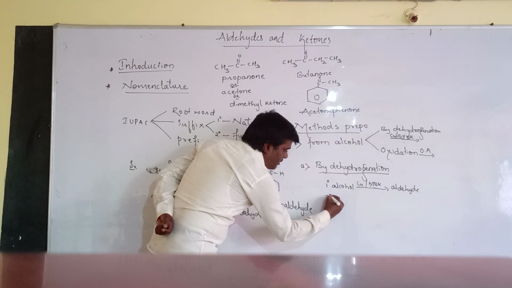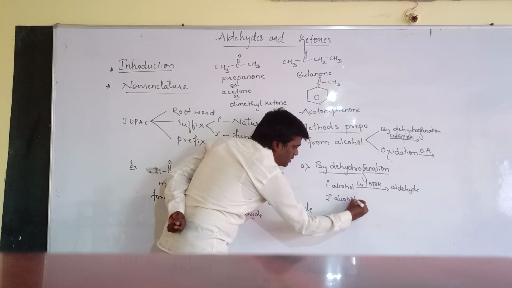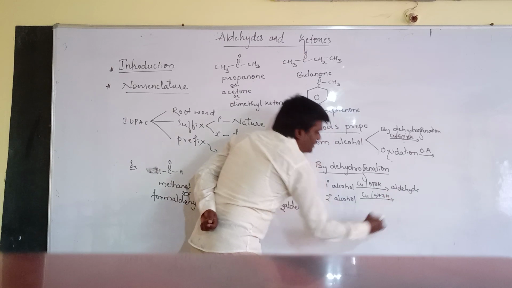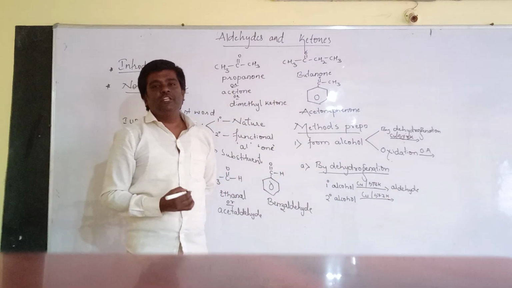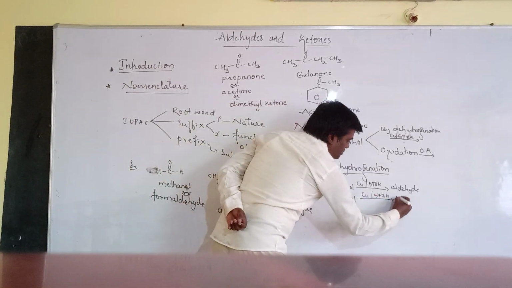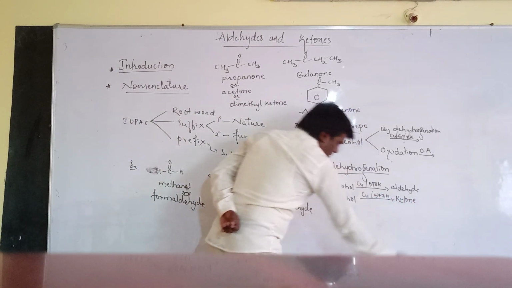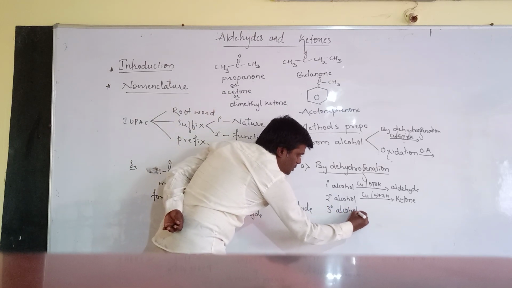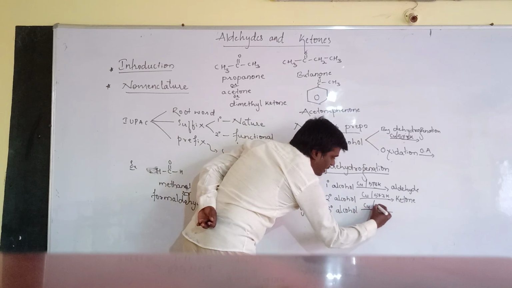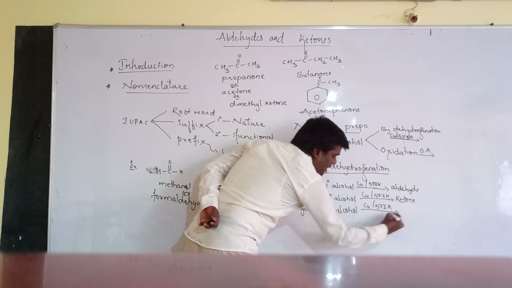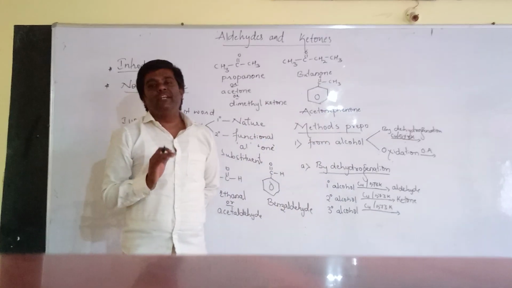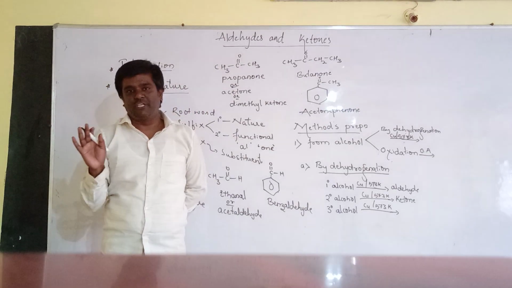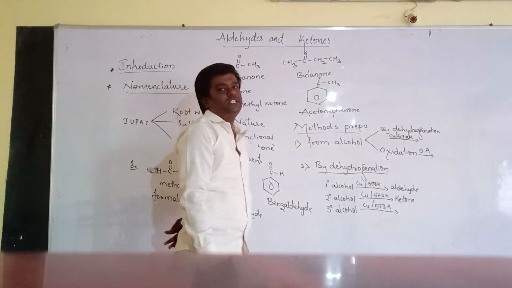When the vapors of secondary alcohols are passed through copper gauze at 573 Kelvin temperature, then it will undergo dehydrogenation to form the compound ketones. The third one: when tertiary alcohol vapors are passed through copper gauze at 573 Kelvin temperature, it will not undergo dehydrogenation, but it will undergo a dehydration process.